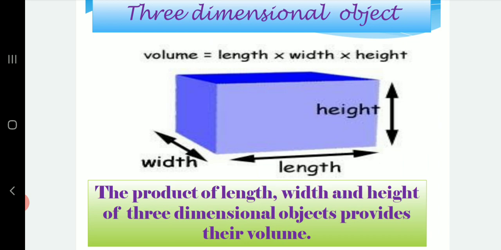It means that the 3D object gives you the whole volume, the space occupied by the object. Such kinds of objects are called 3D objects. The product of length into width into height gives you the volume, or the amount of space that a substance occupies. Now we have learned what a 2D object is as well as a 3D object.